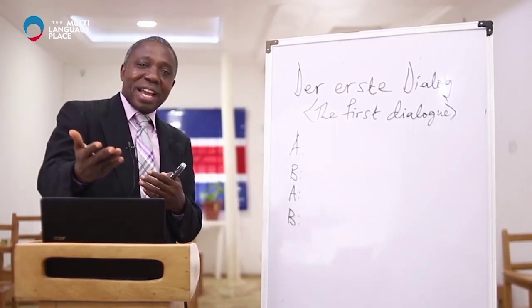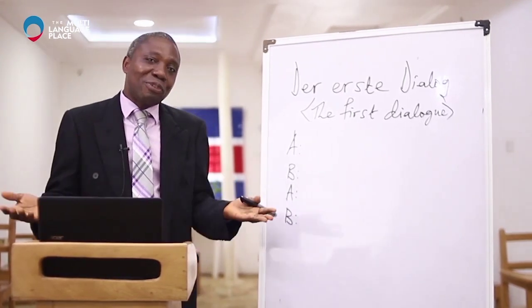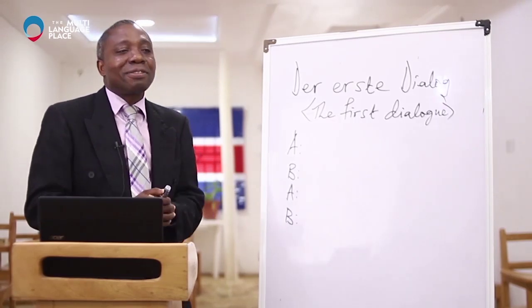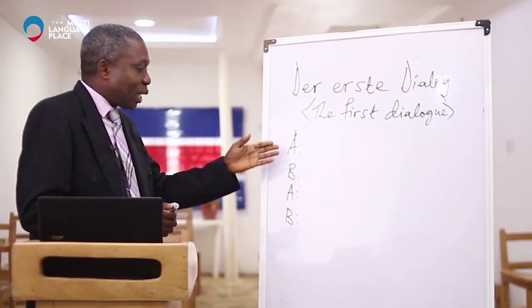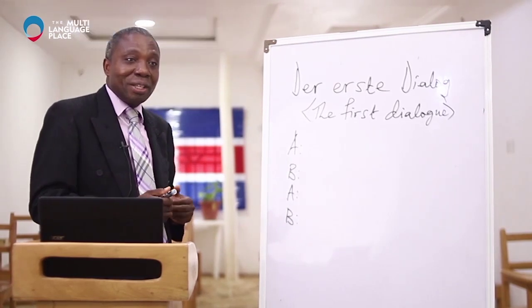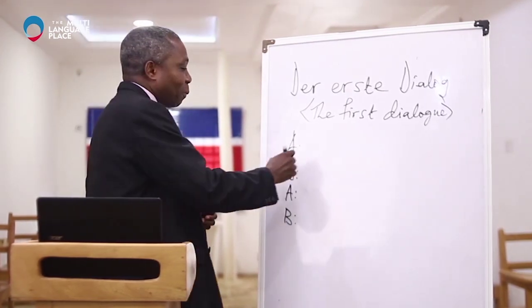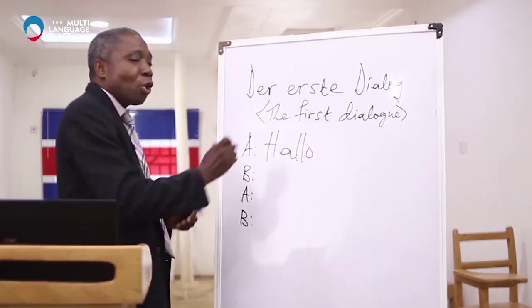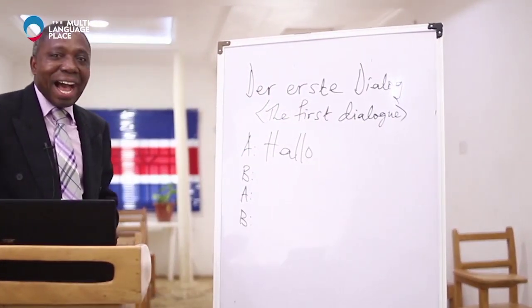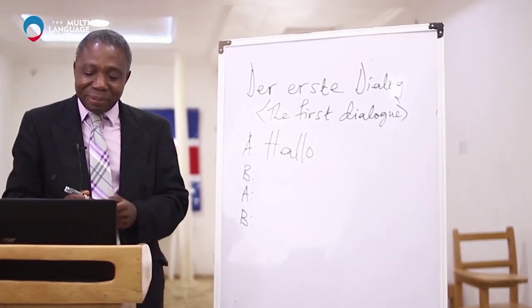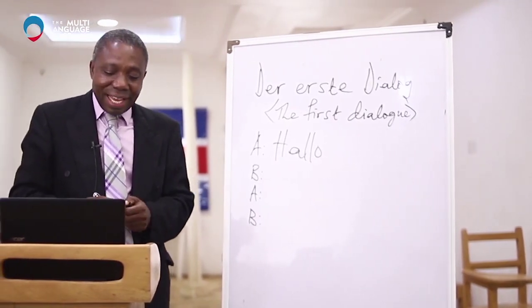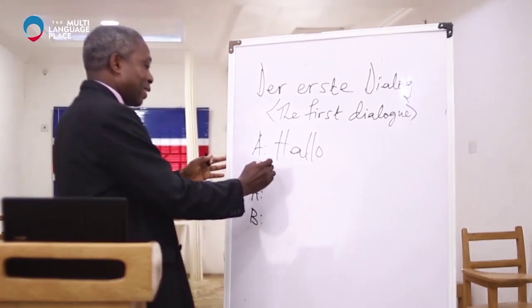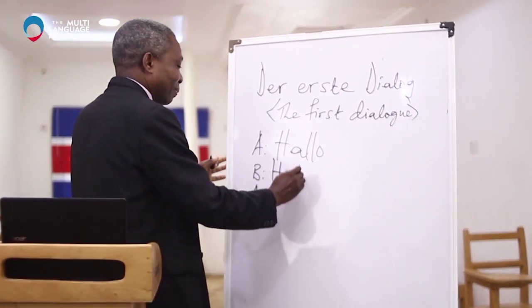That is, a friend to a friend, or somebody you're familiar with, you meet and you want to greet. So, imagine we have A and B. These are the two partners that are meeting now. And then the first one says, hello. Just repeat after me. Hello. And then the second one responds, hello.